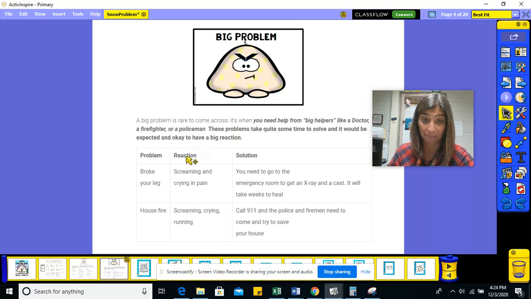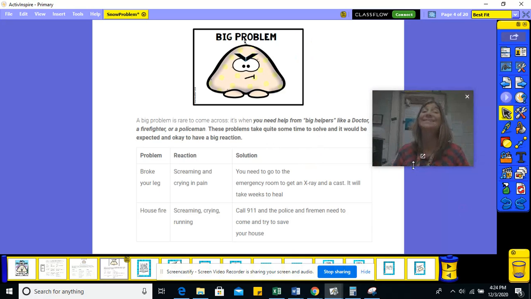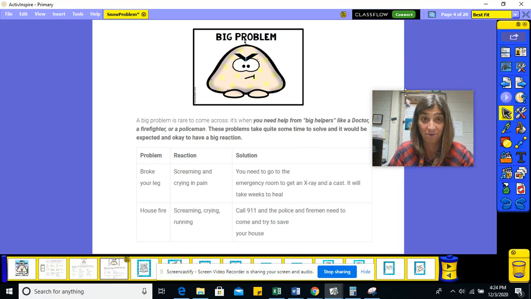Look at this big fatty snowball guy. It is rare that we have big problems in our life. Right now, we are having some big problems in our world called coronavirus, right? Coronavirus is a big problem that has interrupted a lot of things that we do in our life. A big problem is rare to come across. It's when you need help from big helpers like a doctor, firefighter, policeman, hospital people. These problems might take quite some time to solve. It would be expected and okay to have a big reaction. Now, coronavirus, there's nothing we can really do about it except do all we can to keep ourselves safe, right?